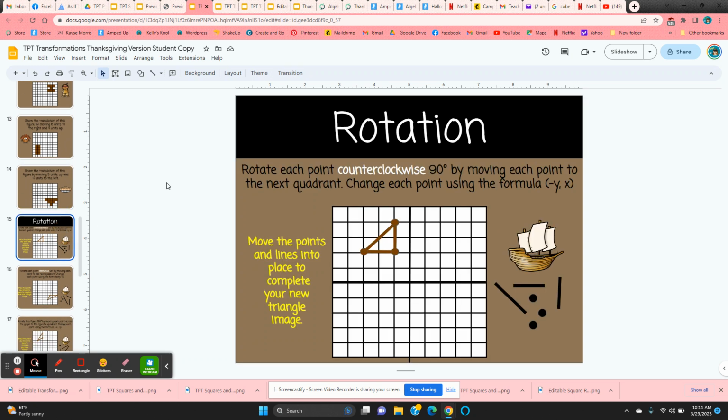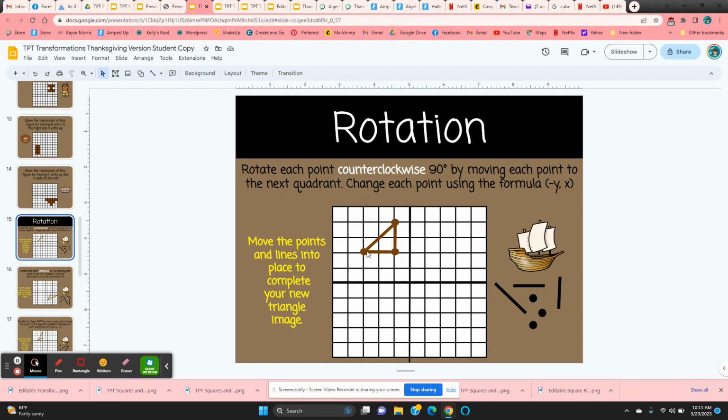Then we move on to rotation. So they're rotating around the origin. Rotation can be around any point. In this case, it's the origin. This one, we're going to be moving this figure clockwise, 90 degrees, which means that would put it into quadrant 3.